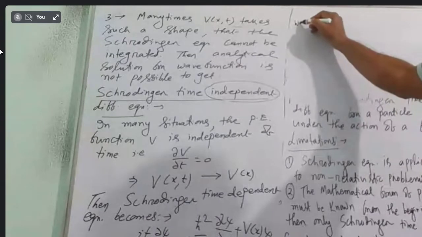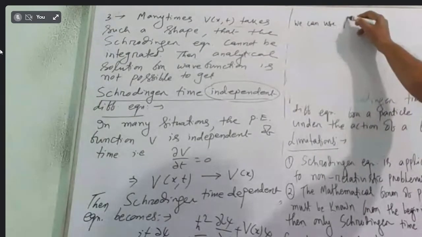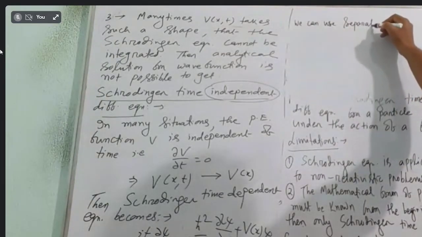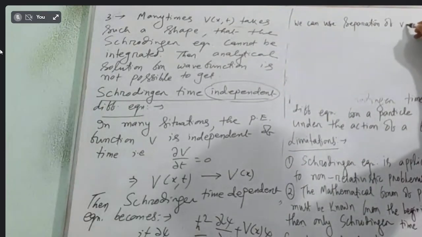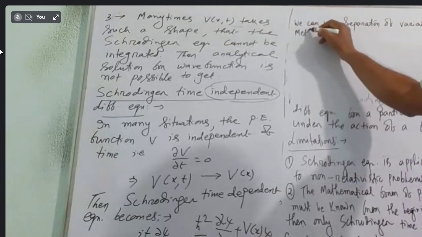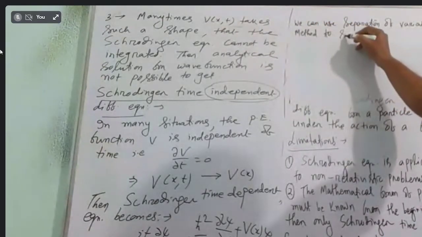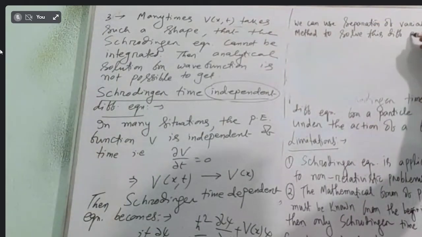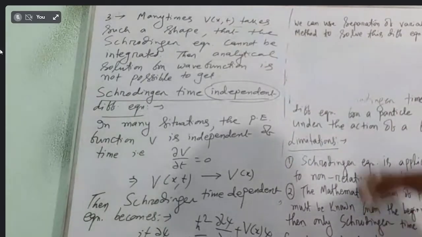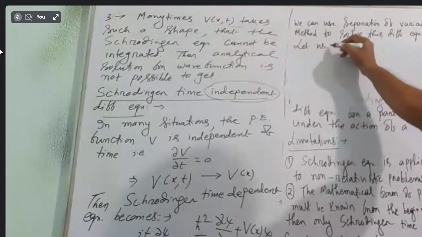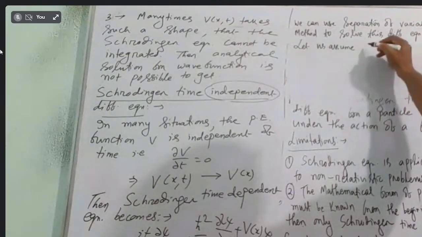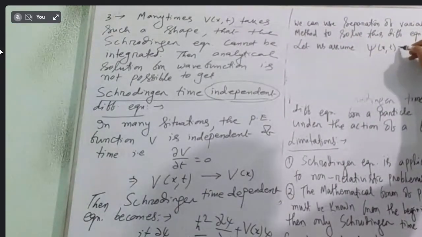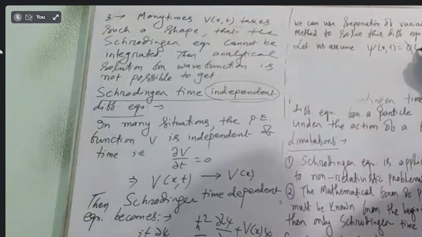We can use separation of variable method to solve this differential equation. Let us assume psi, which is a function of x and t, to be a product of a function of x only and a function of t only.